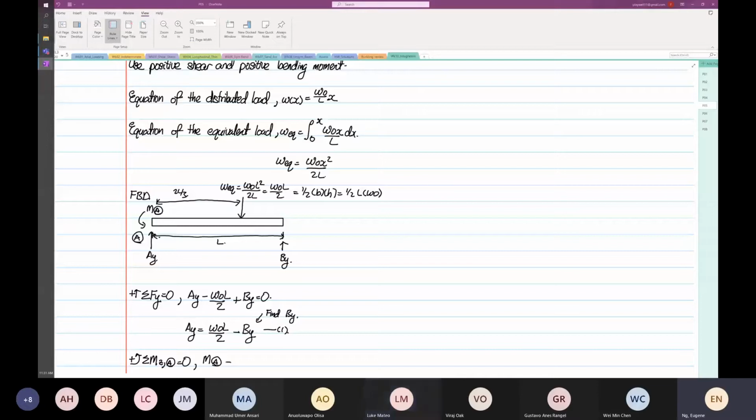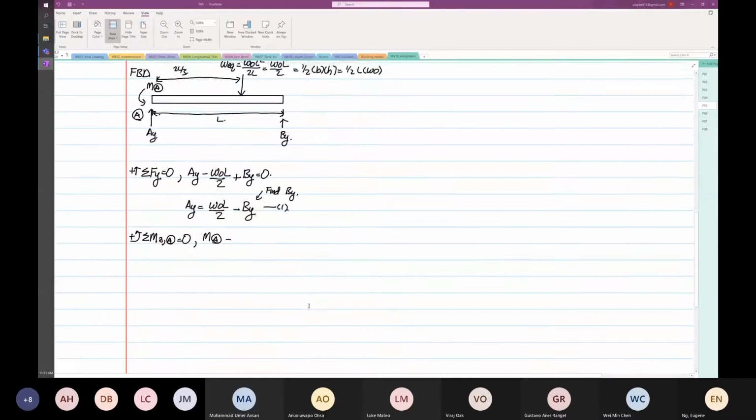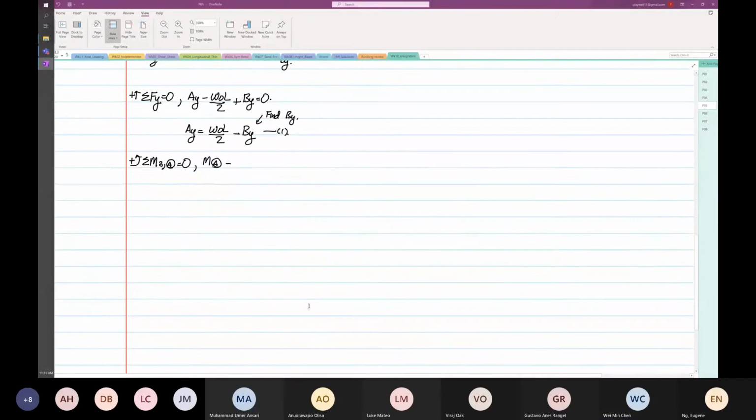Scroll down. Okay, minus ω₀L over 2, right? This is our equivalent load magnitude multiplied by the distance 2L over 3. Okay, so we know that the distance is 2L over 3. Then By is going anti-clockwise, plus By multiplied by L. The whole thing will be equal to 0.